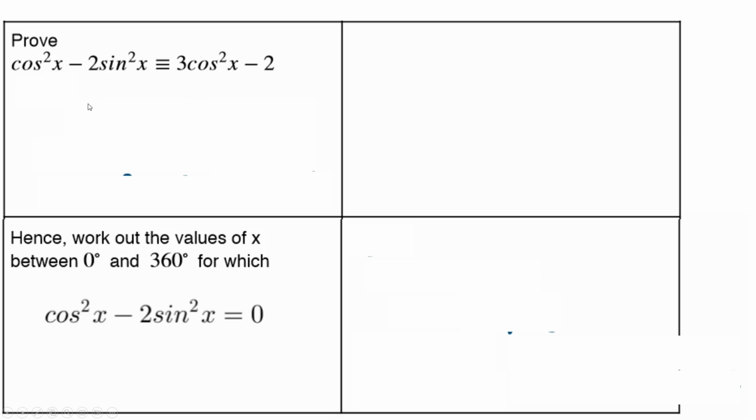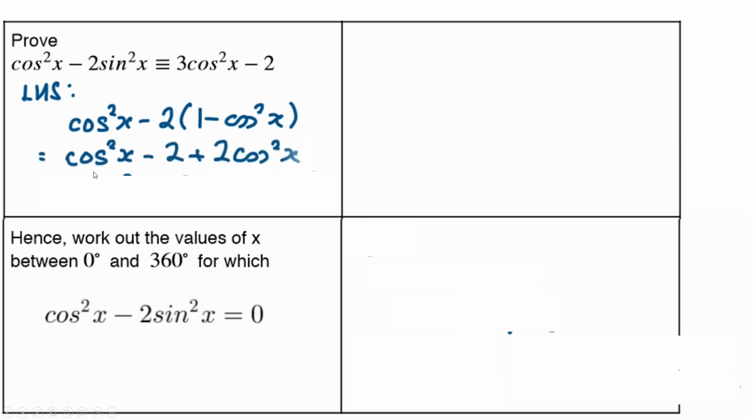So in other words, I'm going to say the left-hand side is x squared cos squared x minus 2 sine squared x. Now, straight away, I'm going to switch my sine squared for 1 minus cos squared. And then I'm going to expand the brackets, which is going to be cos squared minus 2 plus 2 cos squared x. Now I know I could have done this in one step, but because it's a proof question, I want to demonstrate understanding and not just write the answer.